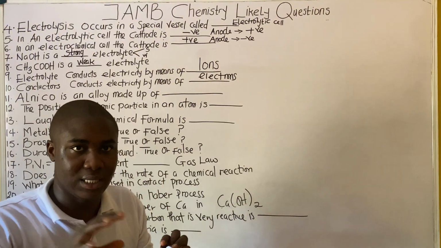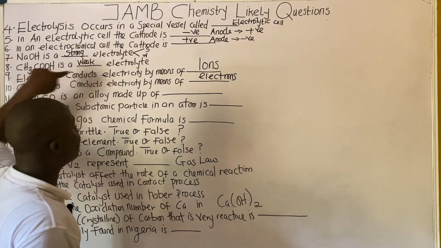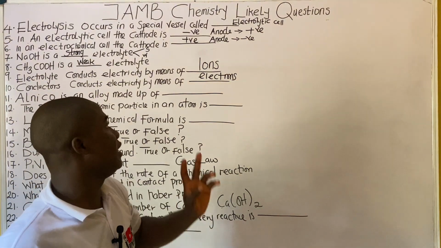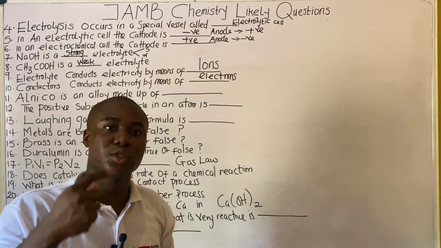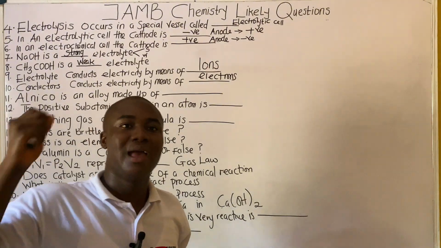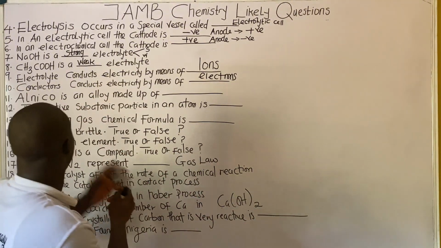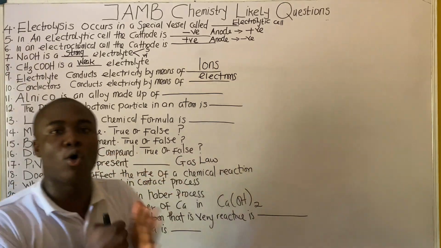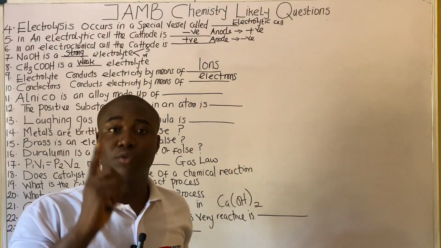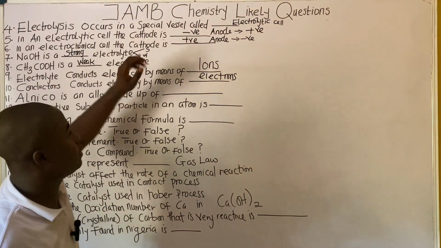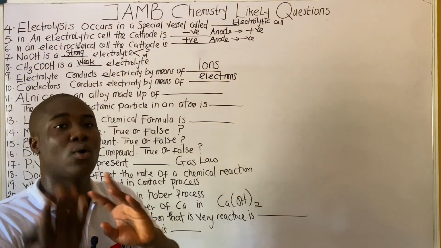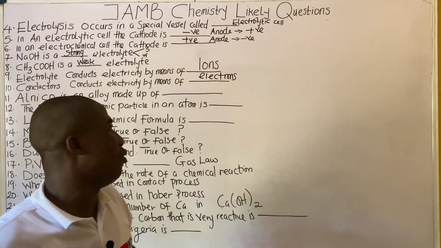Please don't confuse this. Electrolytes conduct electricity by means of ions. Conductors conduct electricity by means of electrons. So you can see here that both electrolytes and conductors conduct electricity. But what you have to know here is that electrolytes conduct it by means of ions, and conductors conduct theirs by means of electrons.